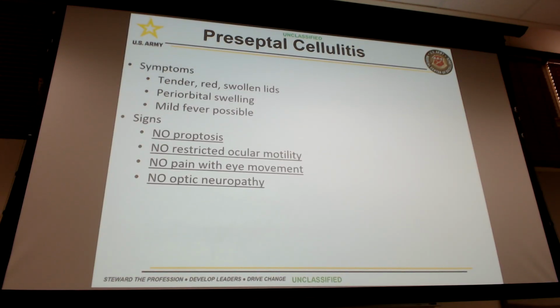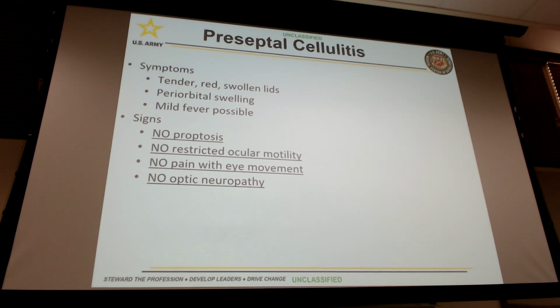So the patient's going to have tender swollen eyelids, probably swollen shut, maybe a slight fever, but not much, because again, that infection is staying fairly localized to the eyelid itself, so it's not going to be completely systemic. The 4 things they have underlined here are very important to note, and these are the differentiators between preseptal, which is not that bad, and orbital cellulitis, which is very bad.